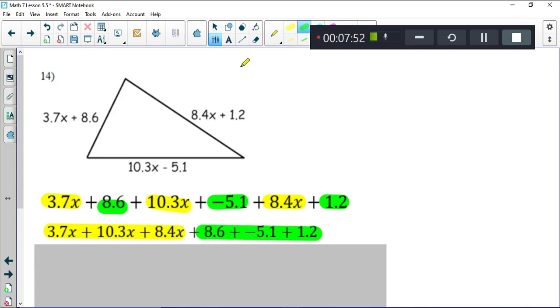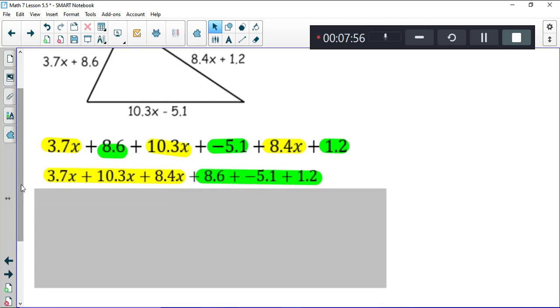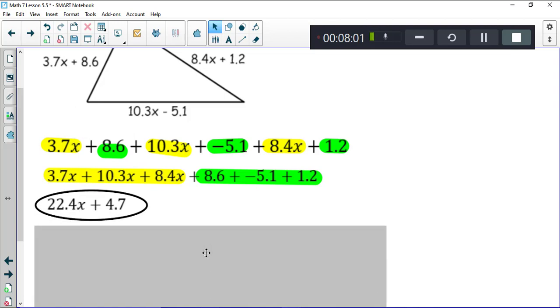And because we're working with decimals, I definitely suggest using a calculator to at least double check your math. 3.7 plus 10.3 plus 8.4 is going to get us 22.4x, and 8.6 plus negative 5.1 plus 1.2 is going to get us 4.7. So again, just be really careful. If you got something like 14.9, you might have dropped off that negative on the 5.1, and that is really why it's so important for us to add the opposite.